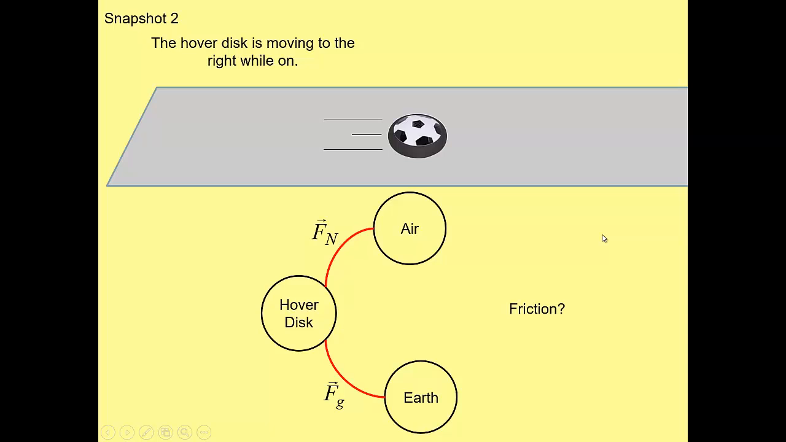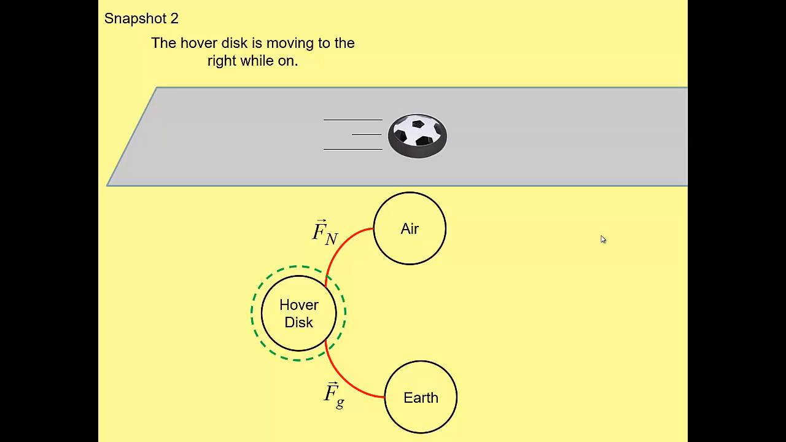And is there friction? Well, no, right? That's the whole point of the hover disk. If we neglect air resistance, then the whole point of the hover disk is it rides on this little cushion of air instead of rubbing against the tabletop and sliding across the tabletop, right? And therefore, no friction either. So that's it. It's actually a simpler system schema than it may look.